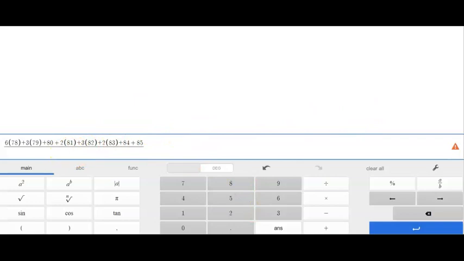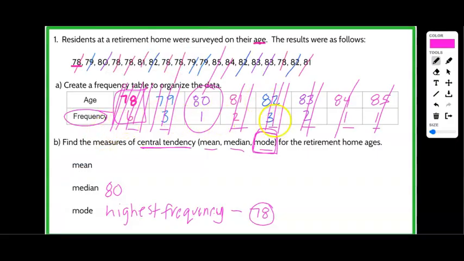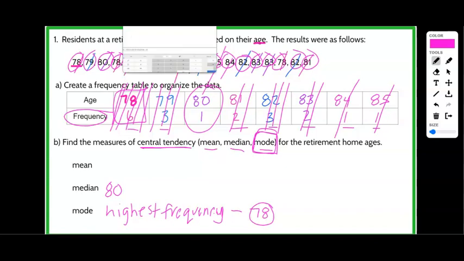Now, the number we divide by is the total amount of numbers. So we can add up these numbers here, or we could just count the total number of numbers. It doesn't matter. What would you like to do? So I'm going to add these up. I know 6 plus 3 is 9, plus 1 is 10, plus 2 is 12, plus 3 is 15, plus 2 is 17, plus 1 is 18, plus 1 is 19. Again, you could also just count your numbers. 1, 2, 3, 4, 5, 6, 7, 8, 9, 10, 11, 12, 13, 14, 15, 16, 17, 18, 19. Either way, we got 19.